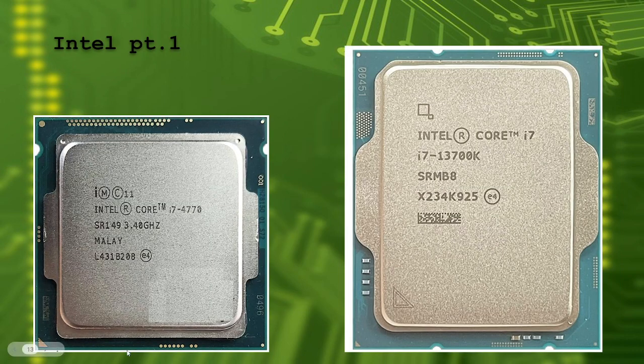Alright, Intel. If you buy an Intel CPU, it will either look like this one here for older ones, or this one here for newer ones. You will learn what these numbers mean during this video.